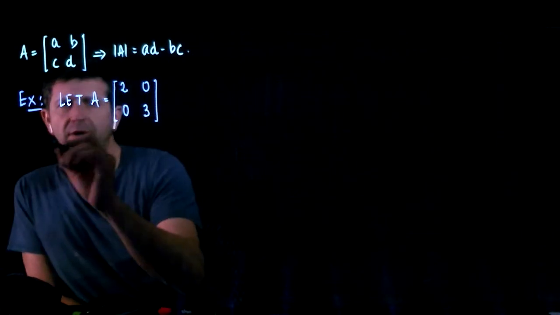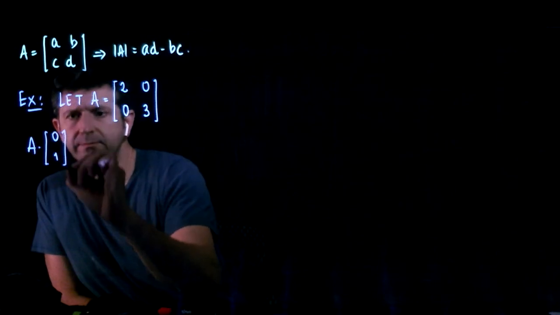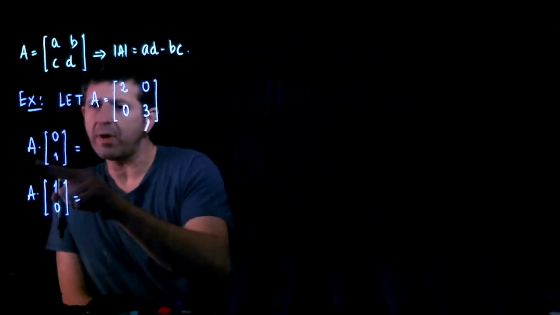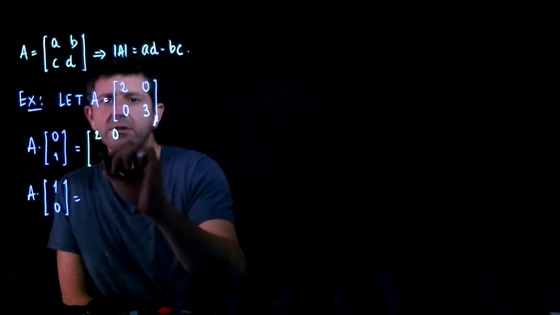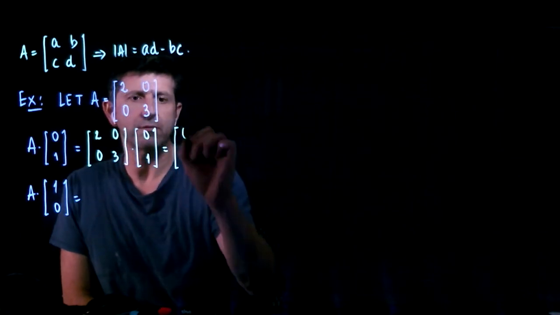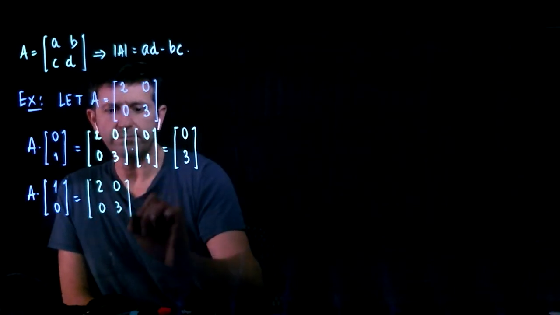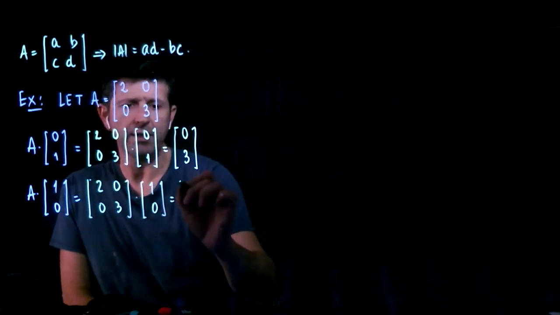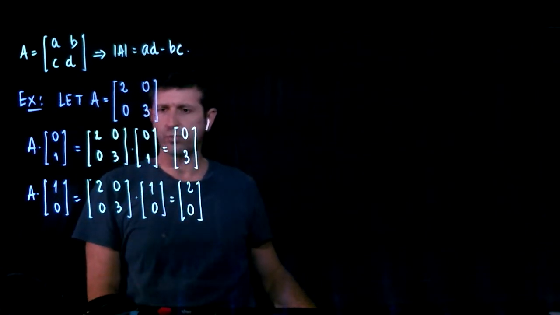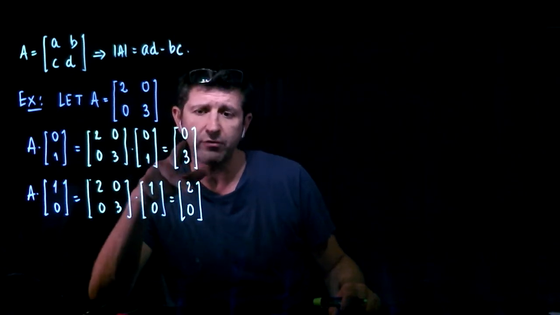Let's find A times the vector 0, 1, and A times the vector 1, 0. Let's see what happens. A times 0, 1: A is 2, 0, 0, 3 times 0, 1, and so I get 0, 3. And if I do A, which is 2, 0, 0, 3, times 1, 0, I will get the vector 2, 0. Pretty simple.